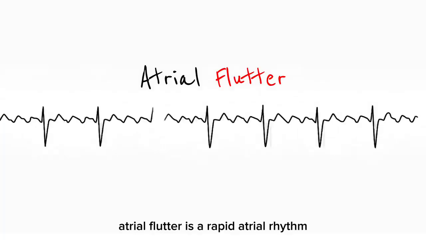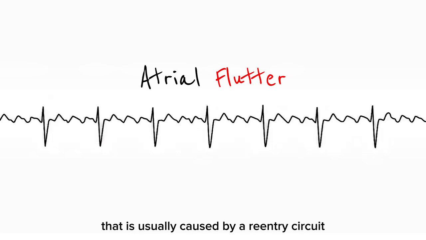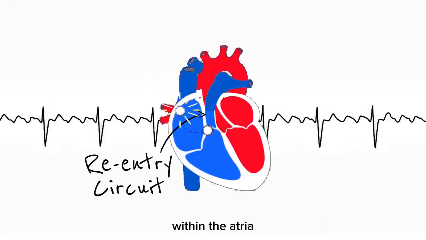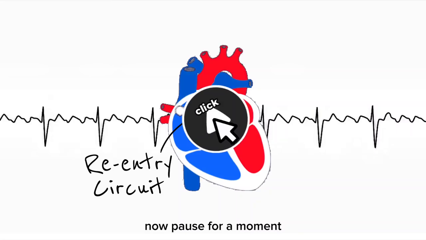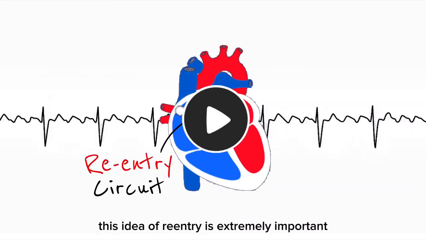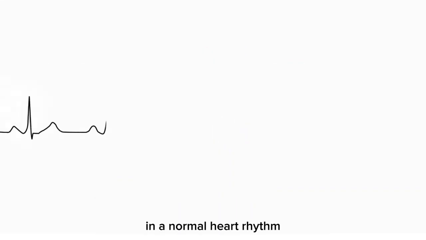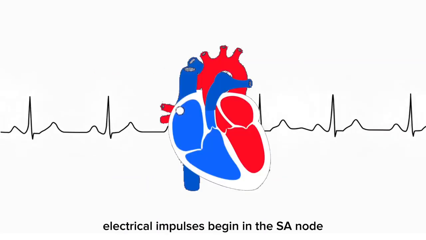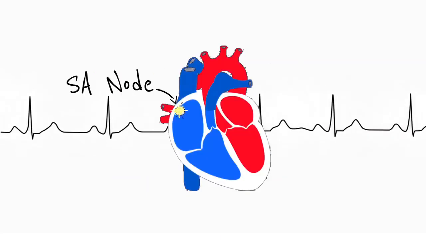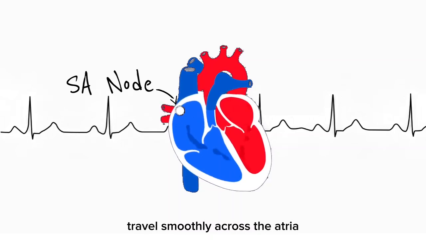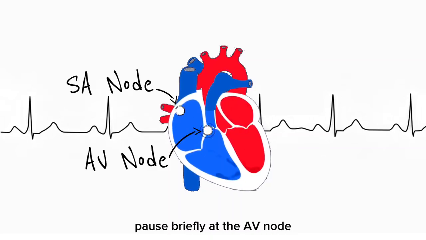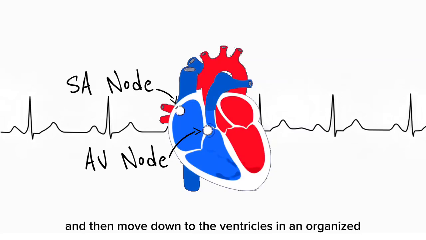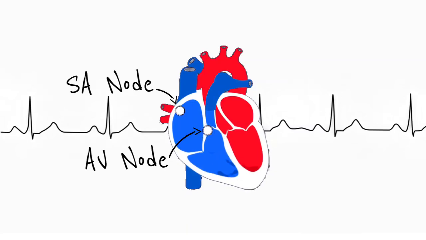Atrial flutter is a rapid atrial rhythm that is usually caused by a re-entry circuit within the atria. Now pause for a moment. This idea of re-entry is extremely important. In a normal heart rhythm, electrical impulses begin in the SA node, travel smoothly across the atria, pause briefly at the AV node, and then move down to the ventricles in an organized one-way fashion.